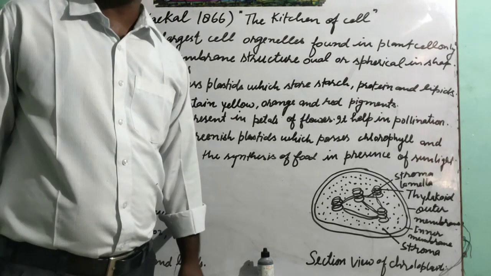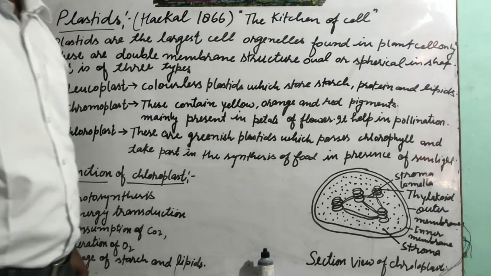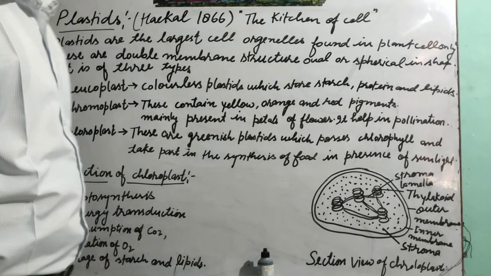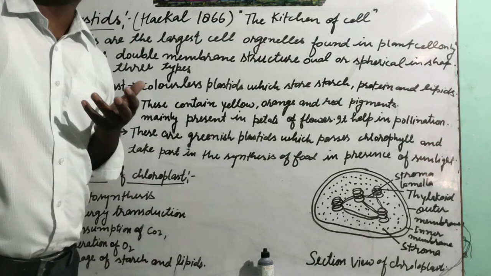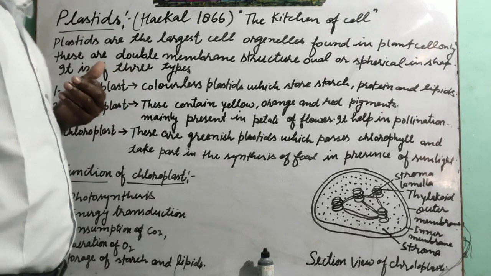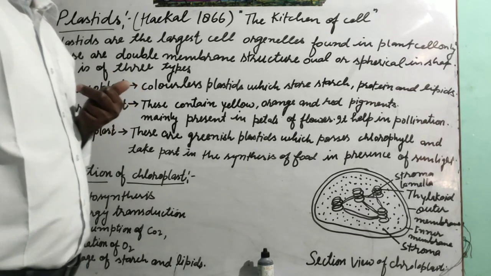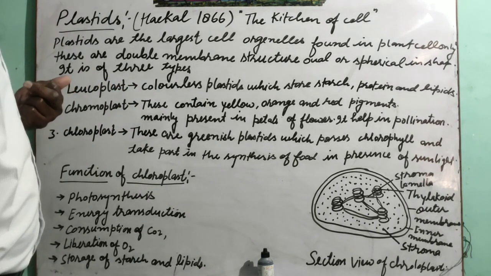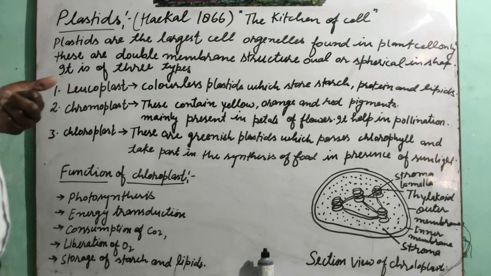We have studied that mitochondria is a semi-autonomous body. It has its own genetic material. Like mitochondria, the plastid is also a cell organelle which is a semi-autonomous body with its own genetic material. It means we can say that it has its own DNA and RNA. Simply, it has its own genetic material.